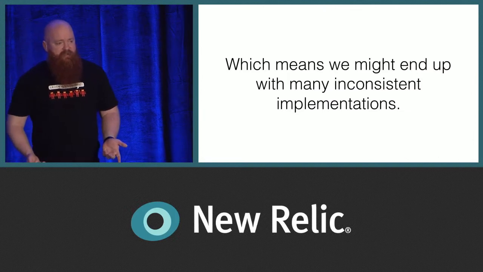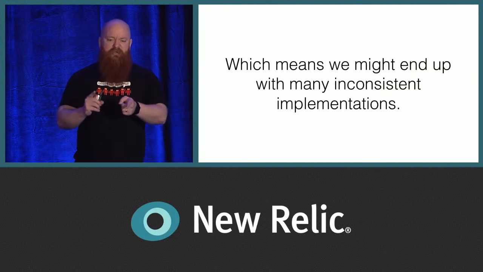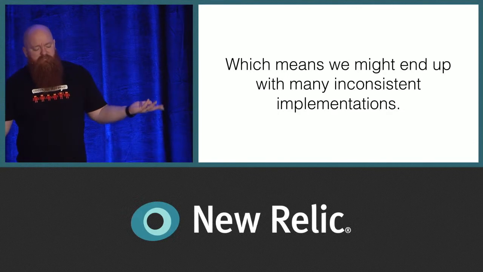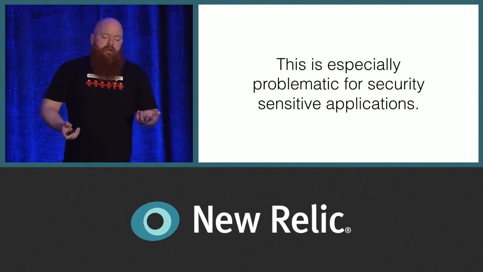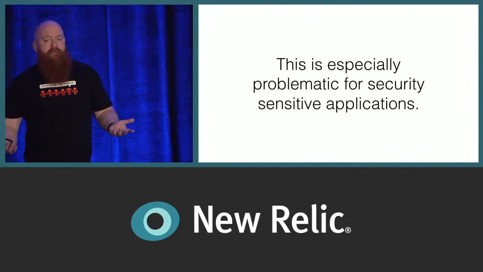with inconsistent implementations. Color service, maybe who cares? That's fine. Not a big deal. RGB values might be a little different. Not great, but not disastrous. But for more security-sensitive things like permissions, for example, that could have serious repercussions.